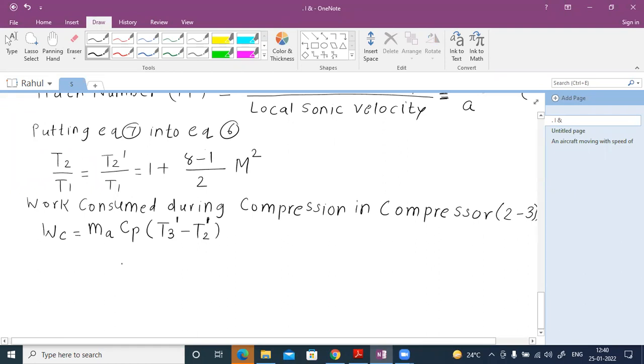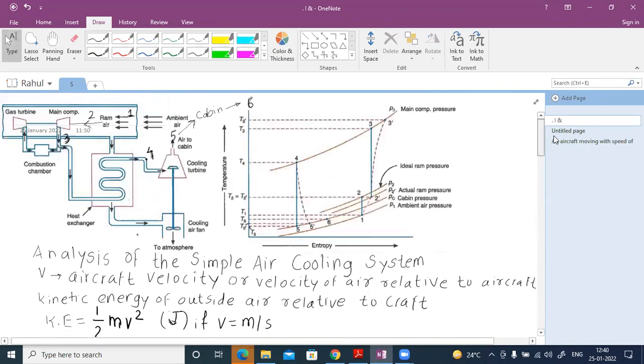Now let us go to the next process. See, very simple formulas, very simple problems, right? Try to understand this. Once it is getting out of the compressor, we are supplying it to the heat exchanger, that is during 3 to 4. 3 is the outlet of the compressor, which is nothing but the inlet of the heat exchanger. The outlet of the heat exchanger is 4. During 3 to 4, air gets cooled in the heat exchanger.